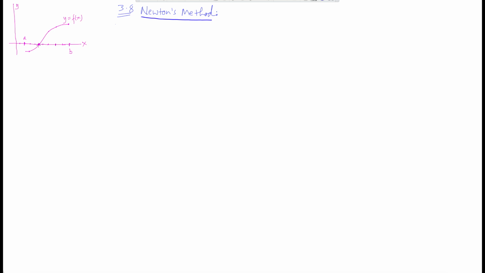What do you mean by zero? Zero of a function is basically the root of an equation, or x-intercept, you can say, right? So basically you are trying to find out the x-intercept of this function y equals f(x).